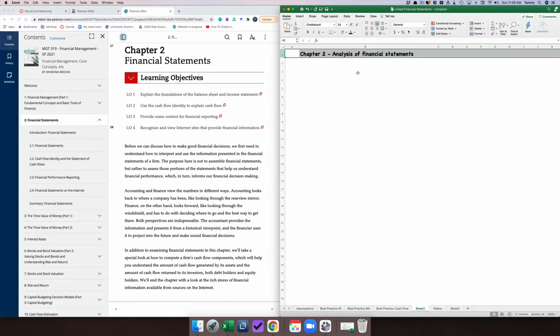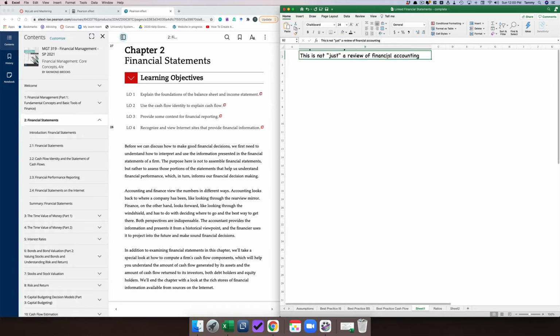Okay, we are starting chapter 2. And what I want to note, first of all, is although this chapter appears to be just more of the same about financial statements, I want to note that this is not simply a review of financial accounting. This is really introducing how finance managers think about and analyze the information that's provided in financial statements.